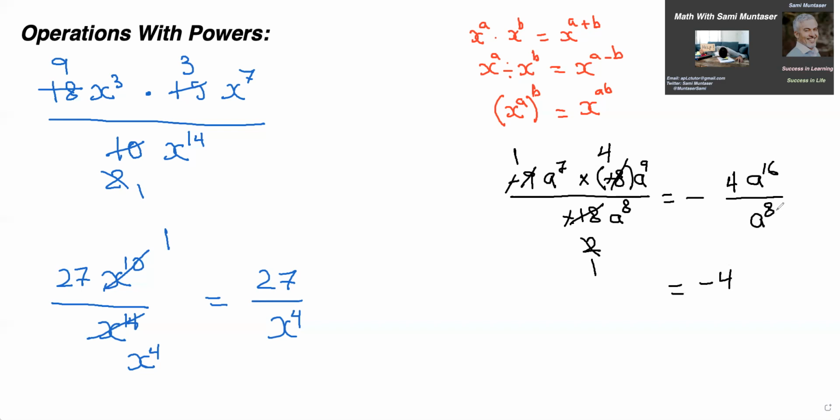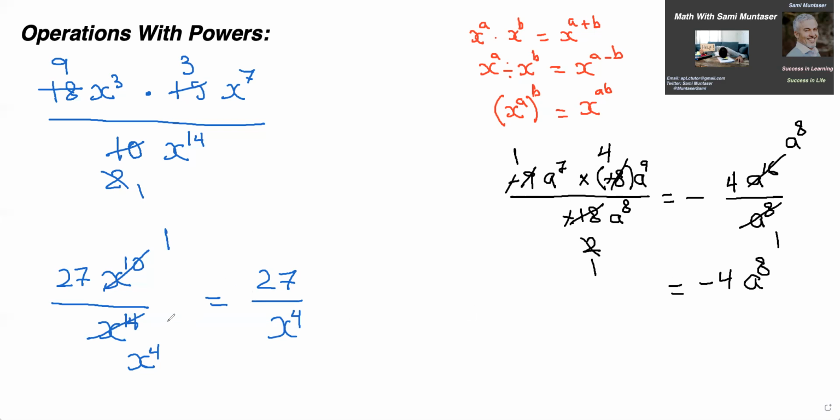As I said, with the variables, you look at the one with the lowest exponent, which is a to the 8. You go a to the 8 goes into itself once, and a to the 8 goes into a to the 16, a to the 8 times. Just basically means a to the 8 divided by a to the 8 gives you 1, and a to the 16 divided by a to the 8, it will give you a to the 8 because you minus the exponents, okay?